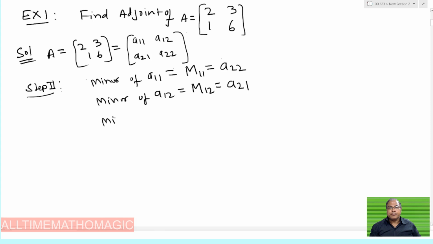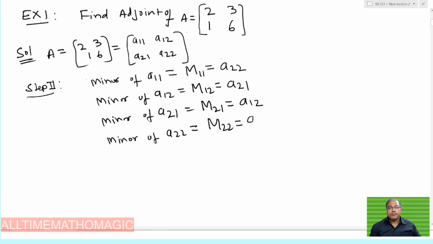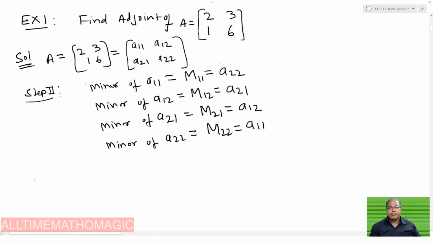Similarly, minor of A21 is denoted by M21, which is nothing but A12. Similarly, minor of A22, denoted by M22, equals A11. After finding the minors, we have to find cofactors. Now we have to find out cofactors.